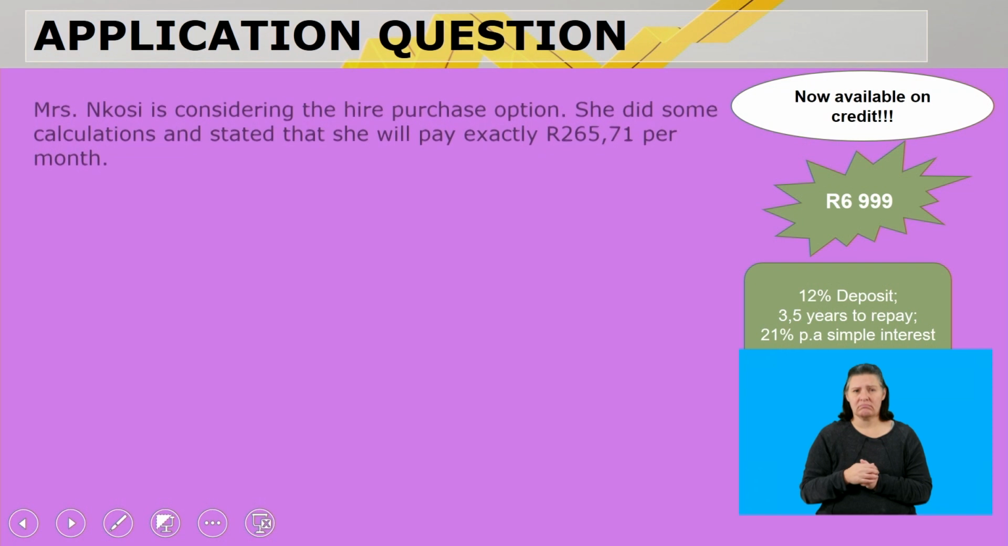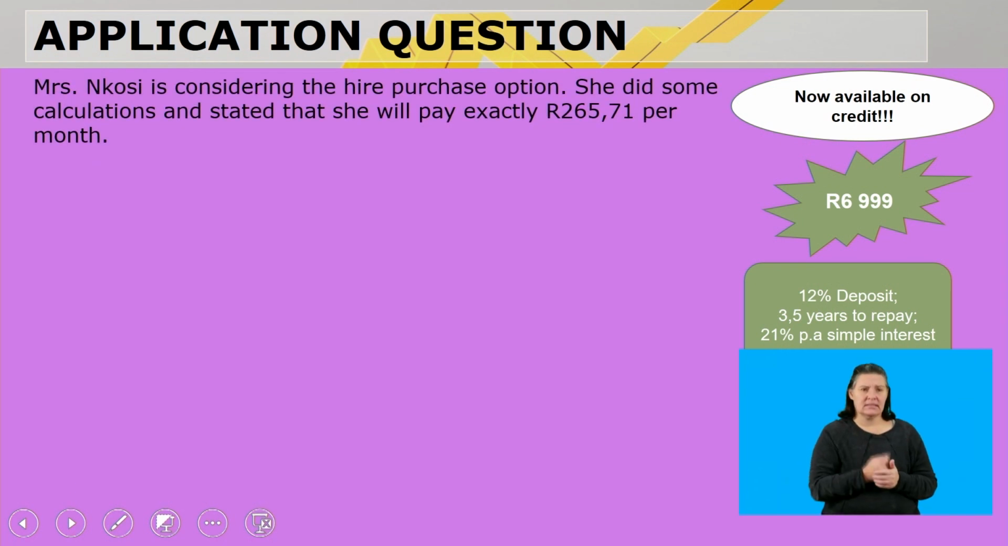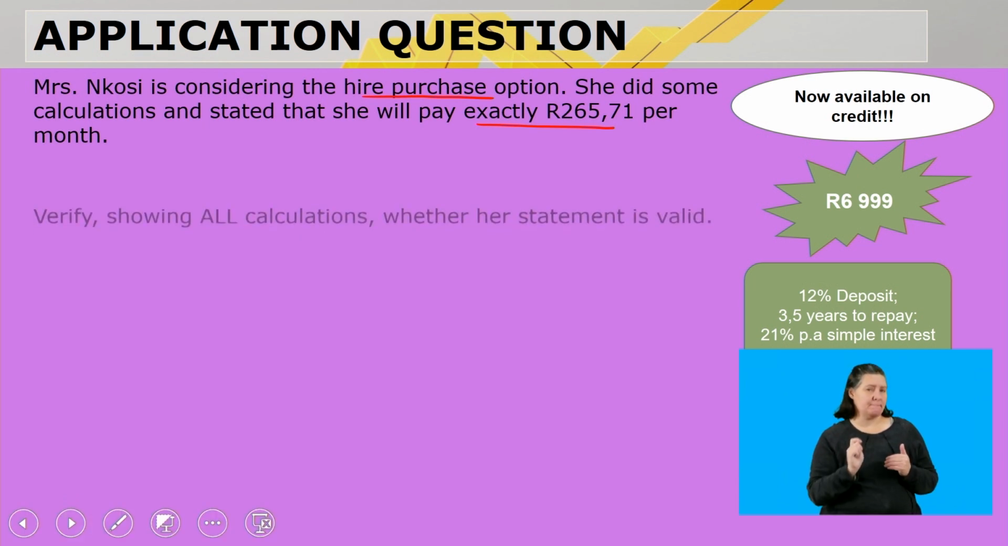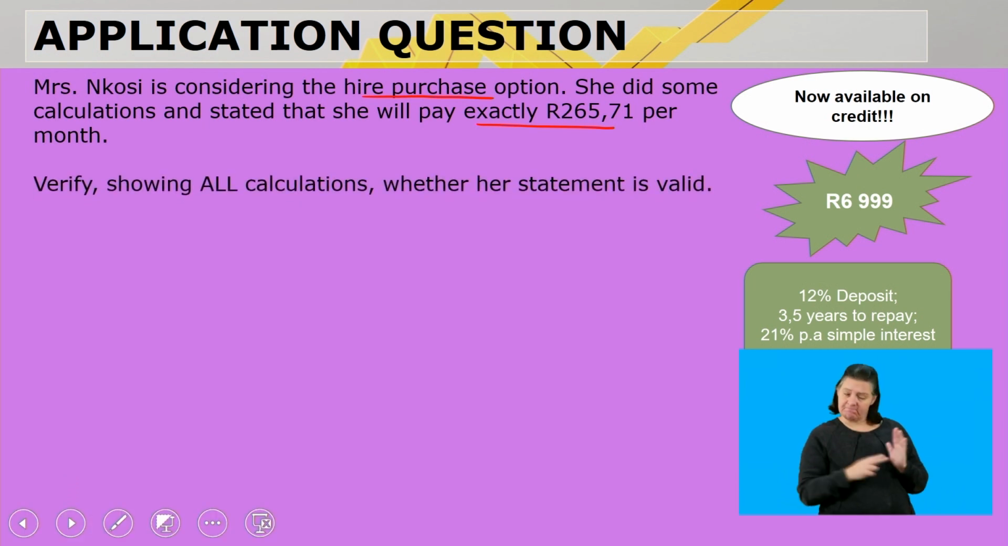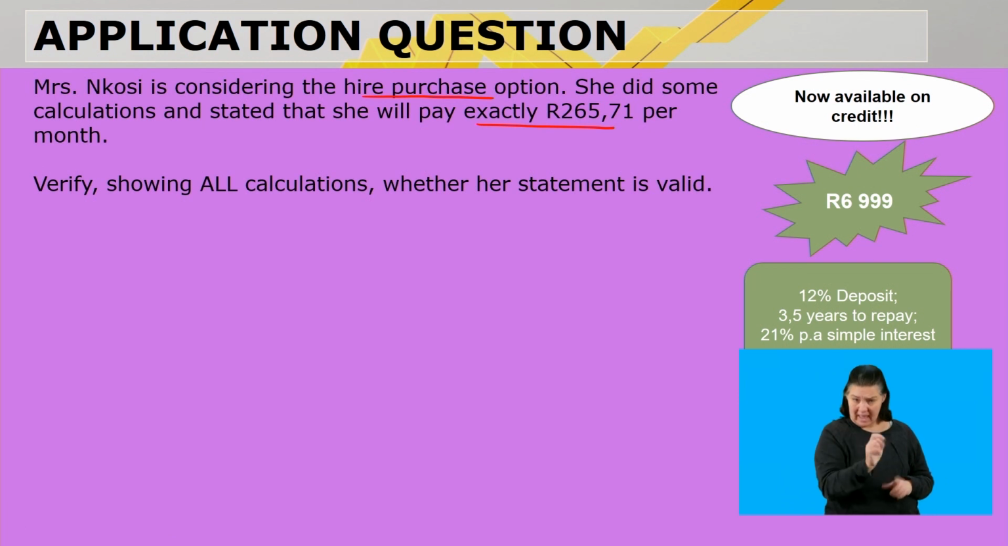So now, what is it that we need to answer here? It says Mrs. Nkosi is considering the hire purchase option, right? She did some calculations and stated that she will pay exactly 265 Rand and 71 cents per month. So we now need to verify by showing all calculations whether her statement is valid. Okay, so where do we start?